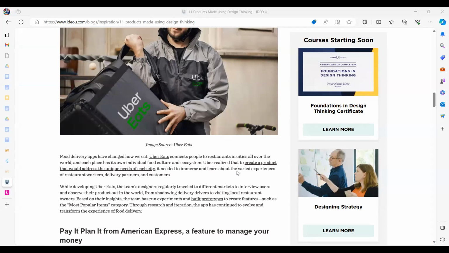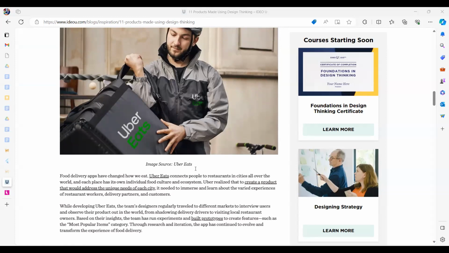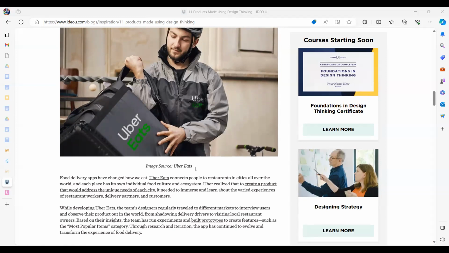So the team ran experiments with prototypes to create features such as the most popular item category. Through research and iteration, the app has continued to evolve and transform the experience of food delivery. So they continue to evolve the application as well. This is a classic example of how they use design thinking to come up with a new product. Now, Uber is a taxi company, right? Now, they came up with the food connection as well.